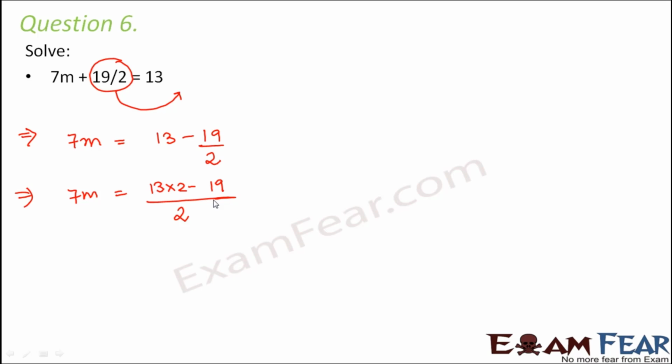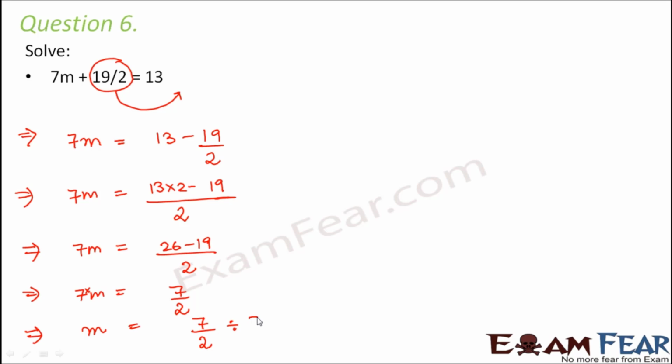So this is how we had learned subtraction of fractions, right? So we already know this. So 7m is equal to 26 minus 19 by 2, or we can say that 7m is equal to 7 by 2. Now here it is 7 into m. So m would be equal to 7 by 2 into 1 by 7. So 7 and 7 will cancel out. Therefore, m is equal to 1 by 2 is the solution for this equation.